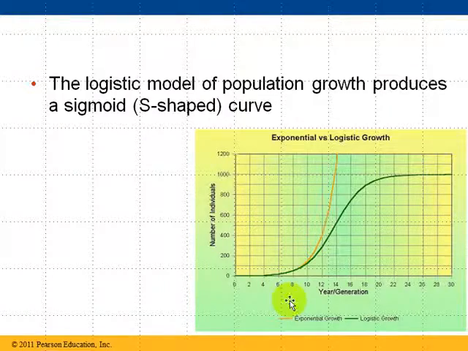Just like we did with the exponential growth model, we could also look at this in a graph. In a logistic model, if you put that on a graph, it shows a sigmoid or S-shaped curve. So in this case, we have the exponential, which is the yellow line, and we have the logistic growth, which is the S-shaped curve line. So you can see how our growth begins to level off as we get closer to the maximum carrying capacity of that particular area.